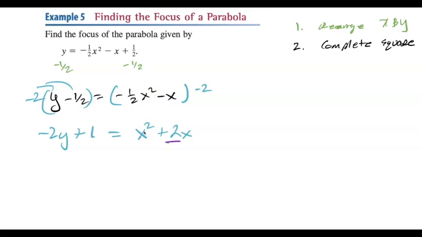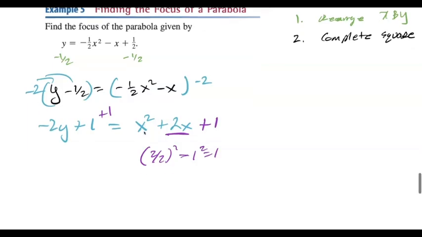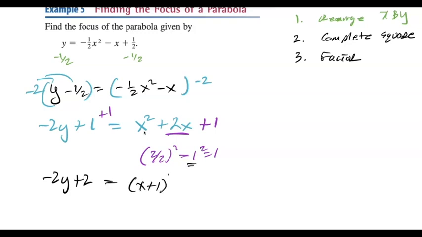So we're going to get the middle term, divide it by 2, and square it. I get 1 squared, which is 1. We add that here, and we're going to add that here. And then we factor it, simplify. We get negative 2y plus 2 equals x plus 1 squared.